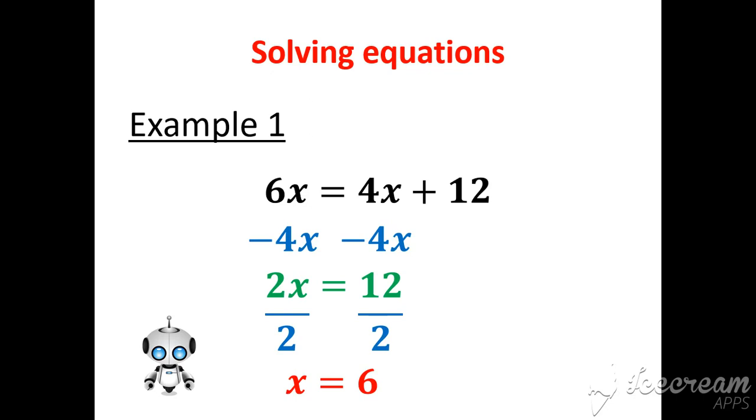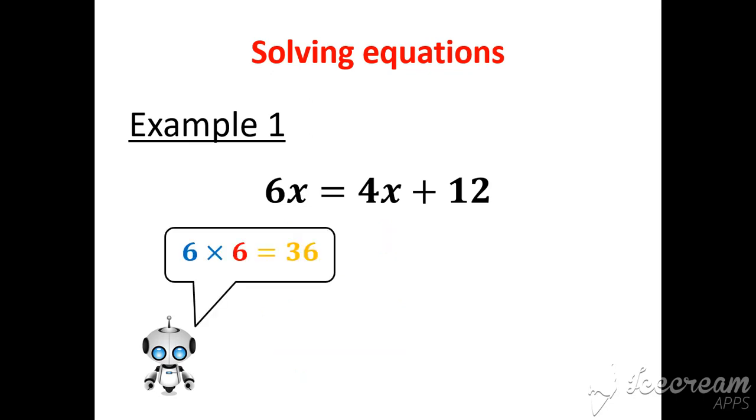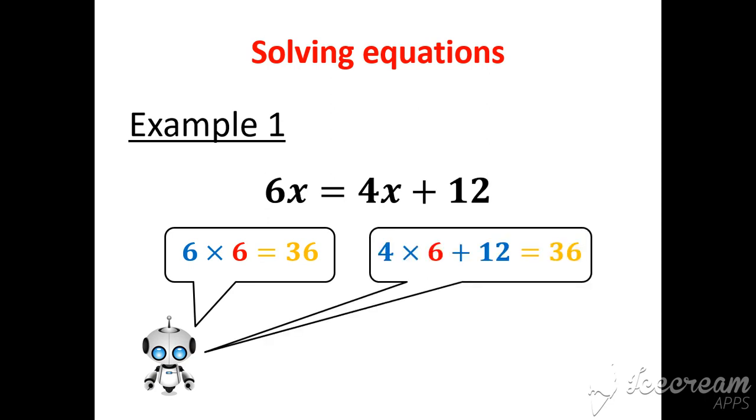Let's check it works. x is 6, right? So on the left hand side, I've got 6x, so 6 times the number 6, which is 36. On the right hand side, I've got 4x plus 12, which is 4 times the number 6 plus 12. 4 times 6 is 24. 24 plus 12 also makes 36. So it must be x is equal to 6 is correct.